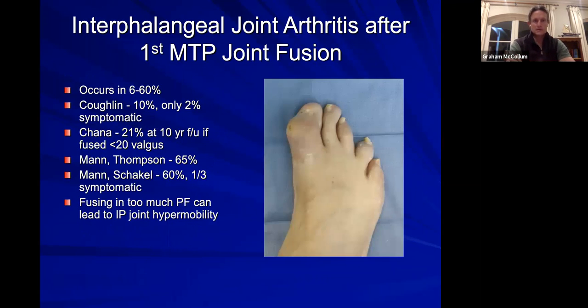And what about the interphalangeal joint? So one must always think about when you take away a level of motion in the spine, there's that possibility of problems up and downstream. It's the same in the foot or the hand for that matter.